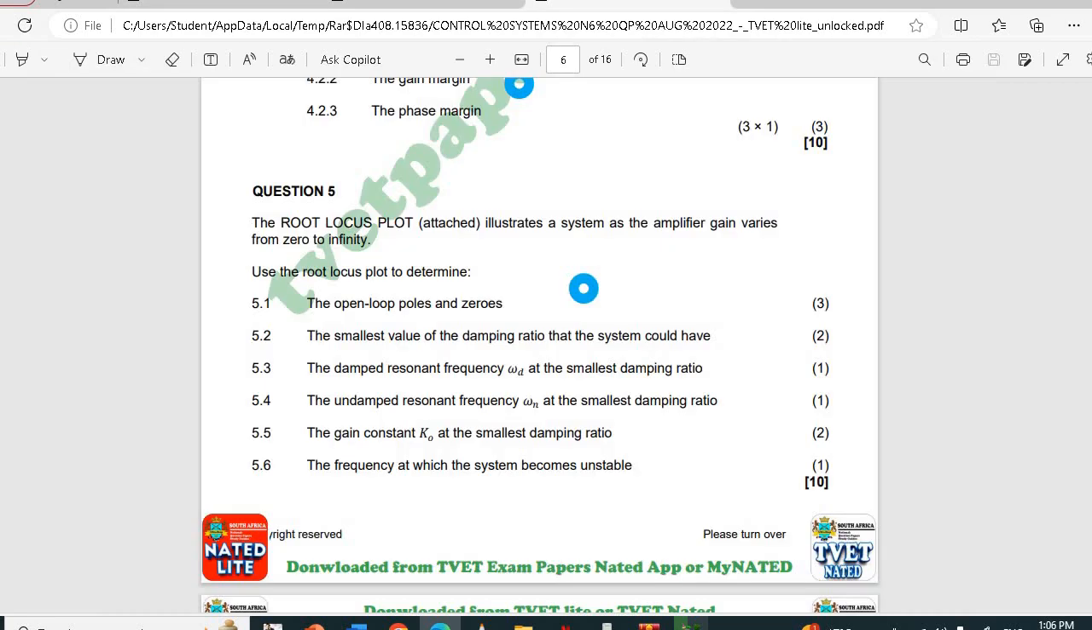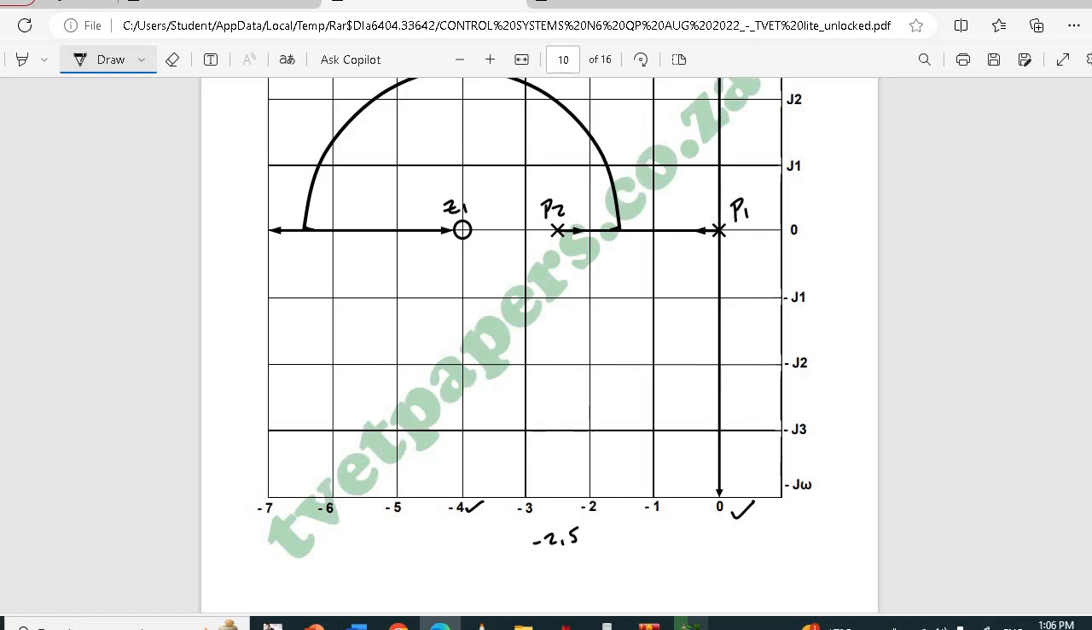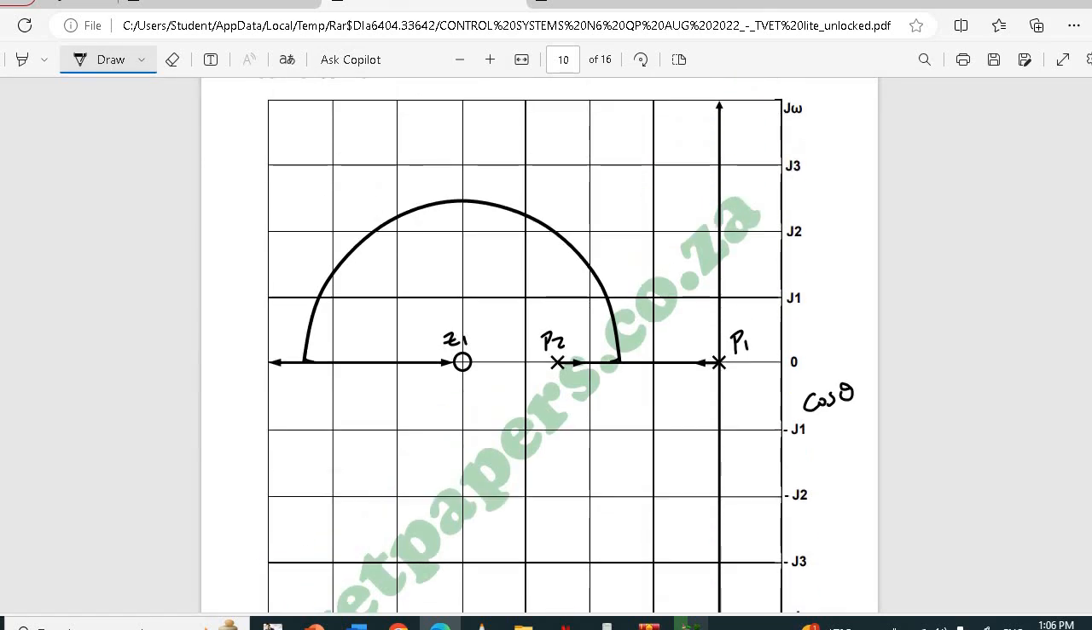Now number 2. The smallest value of the damping ratio that the system could have. Remember last time we needed the damping ratio because we know the formula for damping ratio is cos theta. We needed an angle. How did we get an angle? We had a point that we were measuring an angle from 0 to that point. In this case we don't have a point, so how are you going to do it? Every time you don't have a point, you're going to create a point.